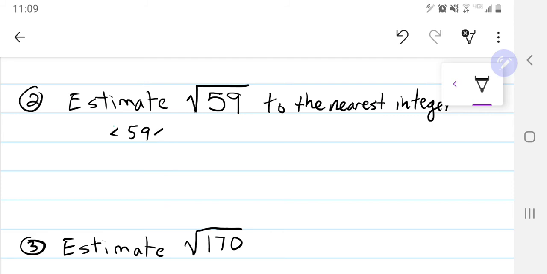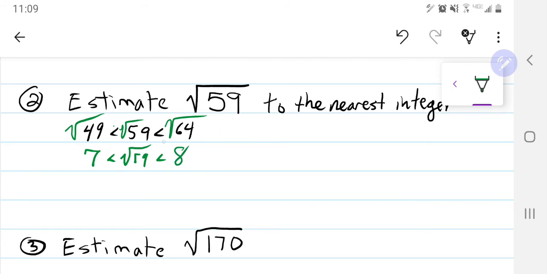all right, if 59 is in between, the closest one I can think of that's below it is 49, right? Perfect square. The one above it is 64. And so we will square root all of those, and we get 7 is less than the square root of 59, and the 8 is greater than that. So it's somewhere in between 7 and 8, and then we chose 8 to be the winner.